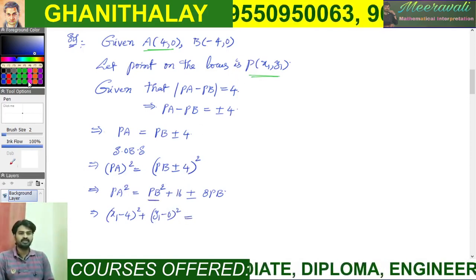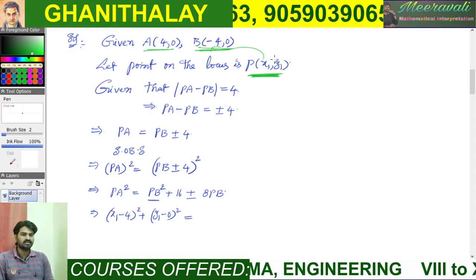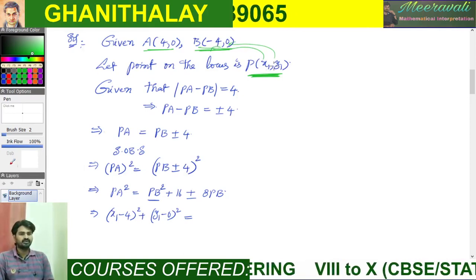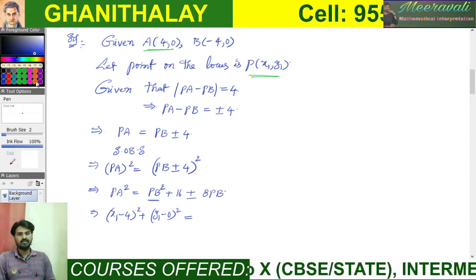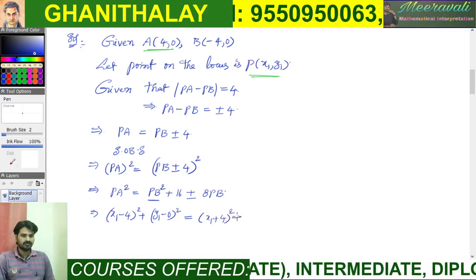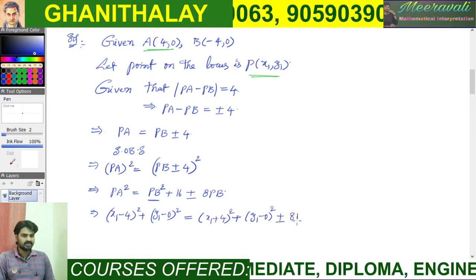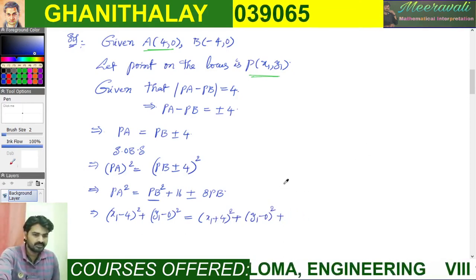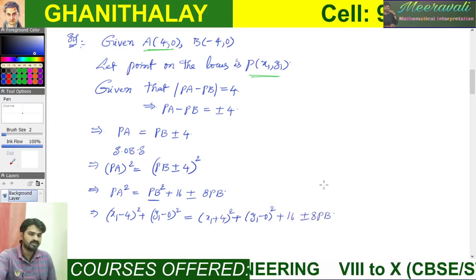PB means the P point, this is the P point and this is the B point. PB means x coordinate subtraction, y coordinate subtraction. X coordinate means x1 minus of minus 4, plus 4, whole square, and y1 minus 0 whole square. Now you can write here x1 minus of minus 4, that is plus 4, (x1 plus 4) whole square plus y coordinates (y1 minus 0) whole square, plus or minus 8PB, keep it same to same. Sorry, so this is the PB square answer. Here plus 16 is there, plus or minus 8PB, write same to same here.